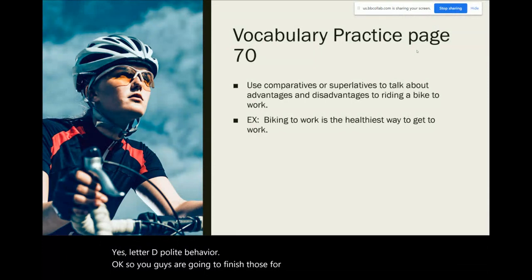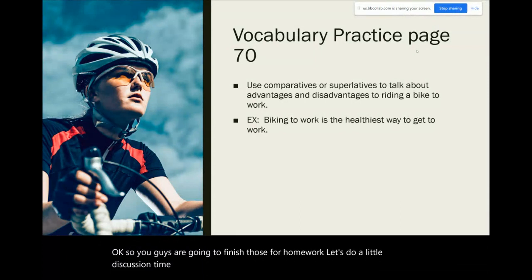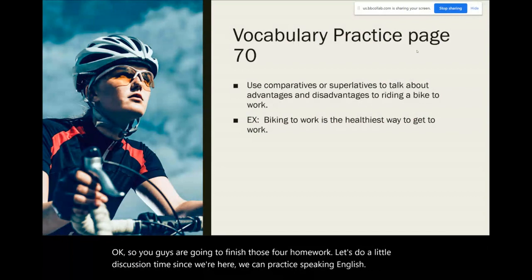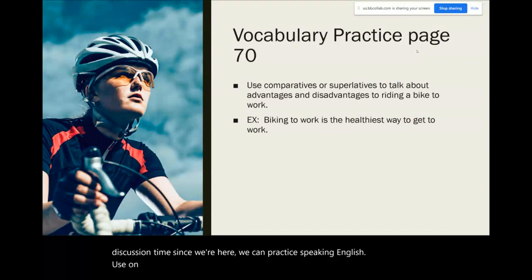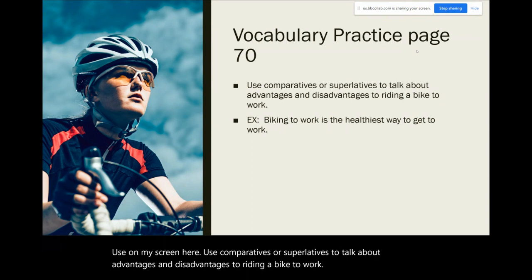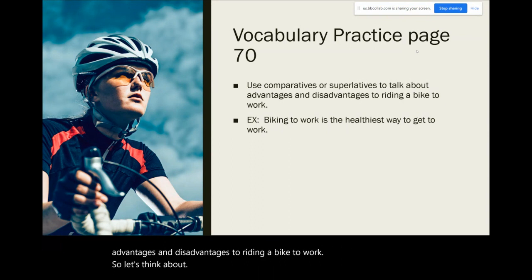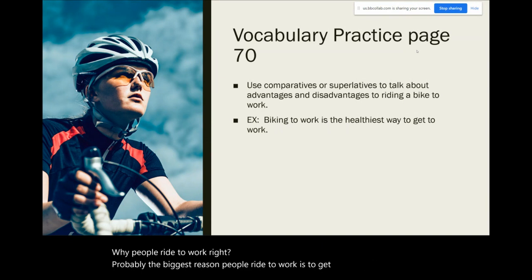Let's do a little discussion time. Since we're here, we can practice speaking English. Use, on my screen here, comparatives or superlatives to talk about advantages and disadvantages to riding a bike to work. So let's think about why people ride to work, right? Probably the biggest reason people ride to work is to get exercise. What's another reason that somebody might ride their bike to work?